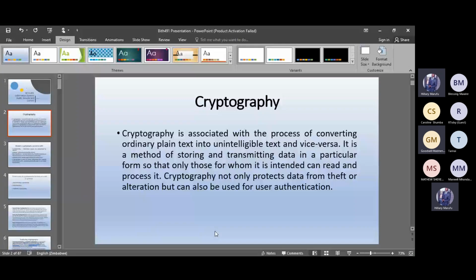It's a method of storing and transmitting data in a particular form so that only those who are intended can read and process it. Cryptography not only protects data from theft or alterations, but also can be used for user authentication.